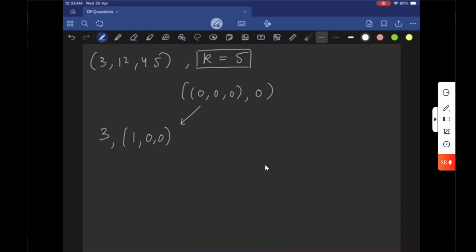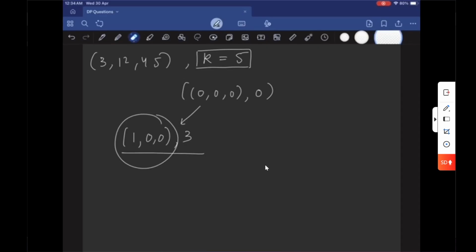So this basically means that after I had 3, and initially I had nothing, 3 plus 0 mod 5 is equal to 3. So using this particular subset, I can have the remainder as 3. This is what I have got, right?